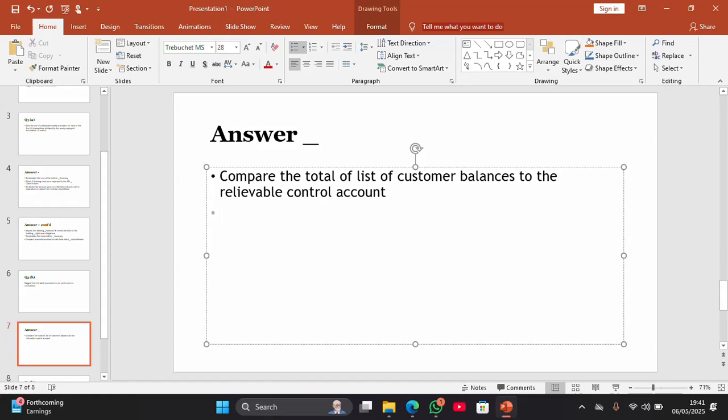And then next, for a sample of customers, for your clients, perform confirmations. Call them and find out if indeed they owe your clients certain amounts of money or specific balances. Okay, please remember that.